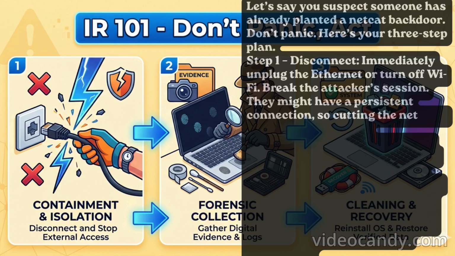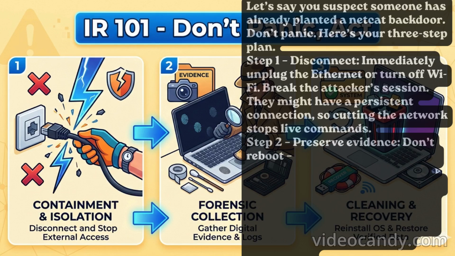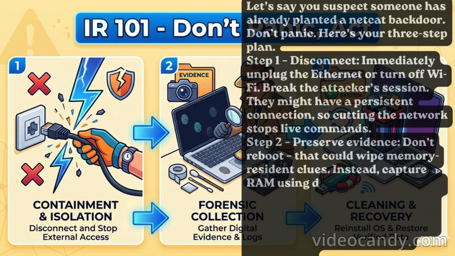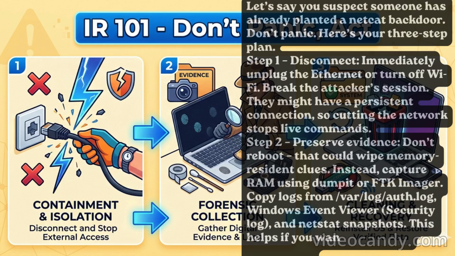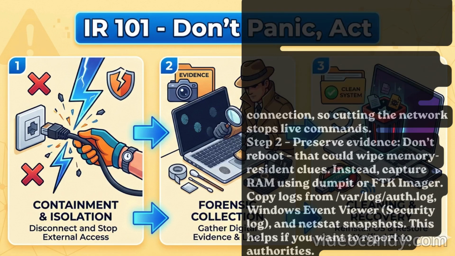Step 2, preserve evidence. Don't reboot, that could wipe memory-resident clues. Instead, capture RAM using DumpIt or FTK Imager. Copy logs from /var/log/auth.log, Windows Event Viewer security log, and netstat snapshots. This helps if you want to report to authorities.